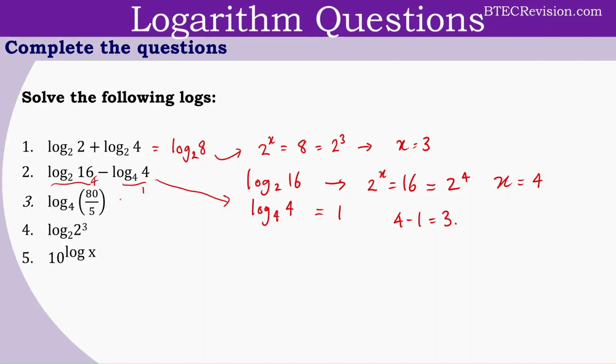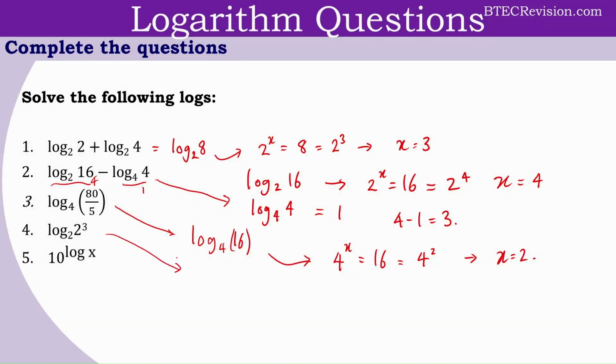For question number 3, we can divide first, and we will get log base 4. So 80 divided by 5 is equal to 16. Now we can put this in exponential notation, which gives us 4 to the power of some number x is equal to 16. And 16 is equal to 4 squared. Therefore, x is 2.